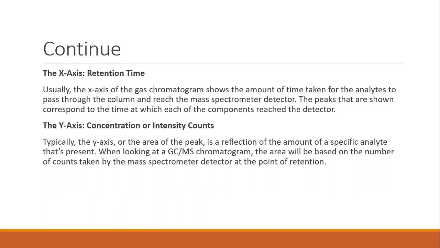The x-axis is retention time, as you know. I have told previously that the gas chromatogram shows the amount of time taken for the analytes to pass through the column and reach the mass spectrometer detector. On the other hand, the y-axis is basically related to the concentration or intensity counts, which is typically the y-axis or the area of peak, a reflection of the amount of specific analyte that's present.